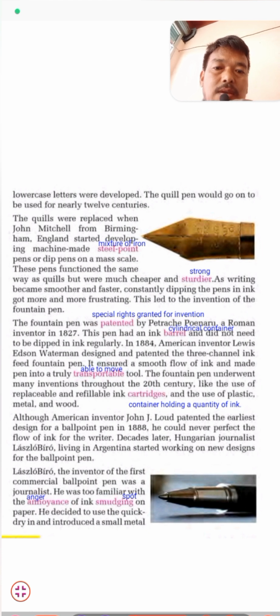Refillable ink cartridges are made of plastic, metal, and wood.